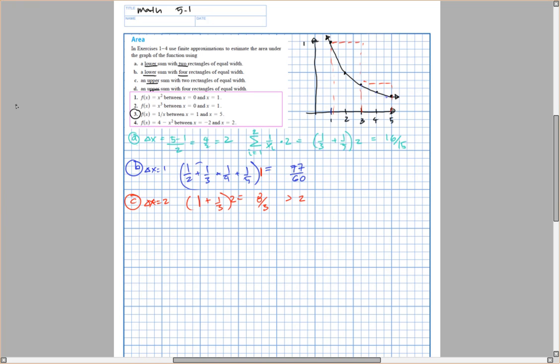And finally, let's do part D. We're taking upper sum with 4 rectangles, so it will look like this. Pretty similar to the lower sum with 4 rectangles, but shifted 1 to the left. Delta x is equal to 1, so we don't need to worry about any multiplication. We get 1 plus 1/2 plus 1/3 plus 1/4. And I'll shortcut the addition there for you. It becomes 25 all over 12, just barely over 2.